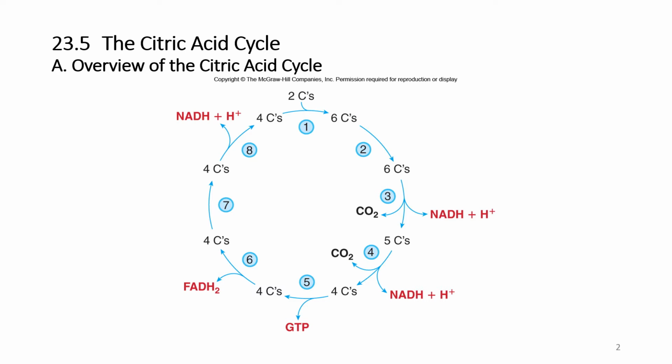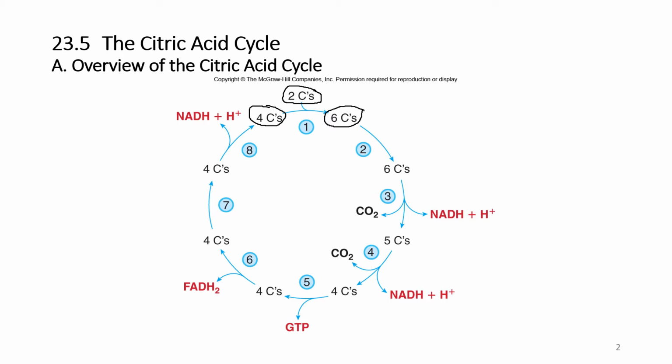This is a schematic of the citric acid cycle. It begins with a 4-carbon compound that's called oxaloacetate. It combines with the acetyl group from acetyl-CoA to form citrate, not isocitrate. It is just citrate here. So 4 carbons plus 2 carbons condensed together, and we get this 6-carbon citrate.